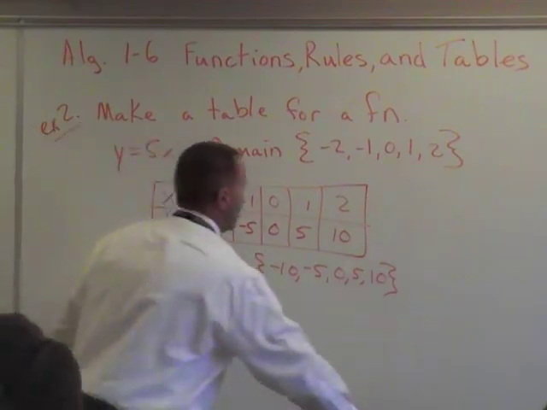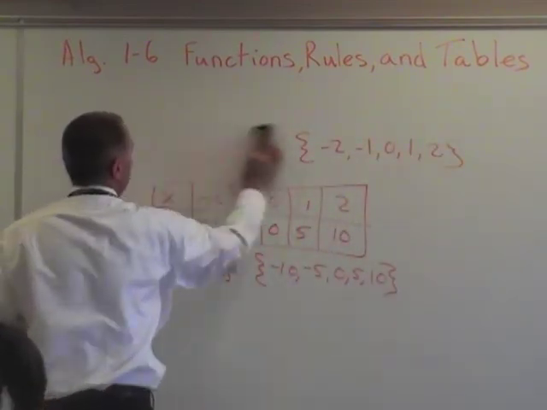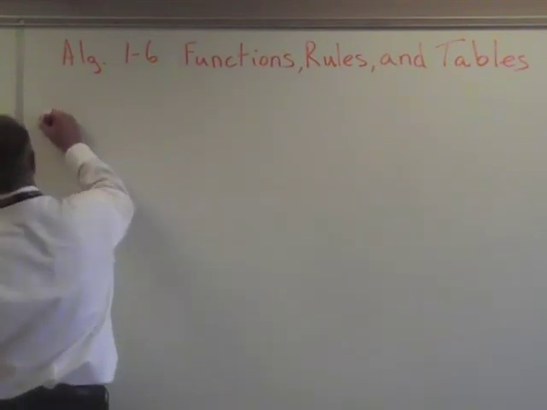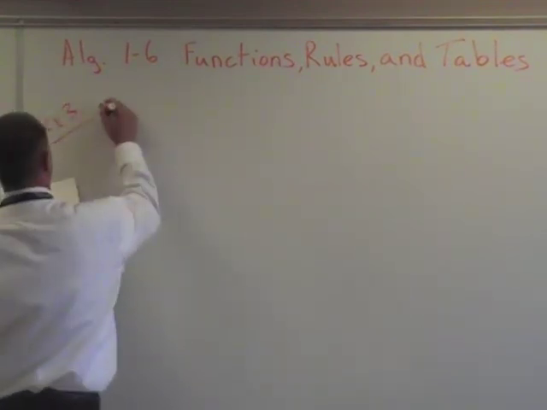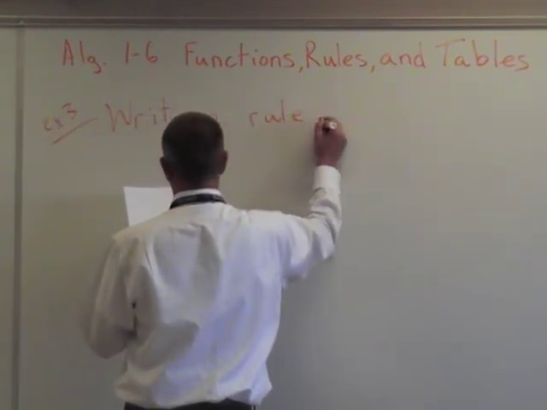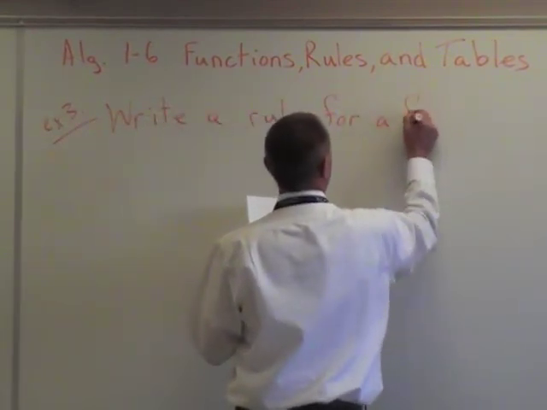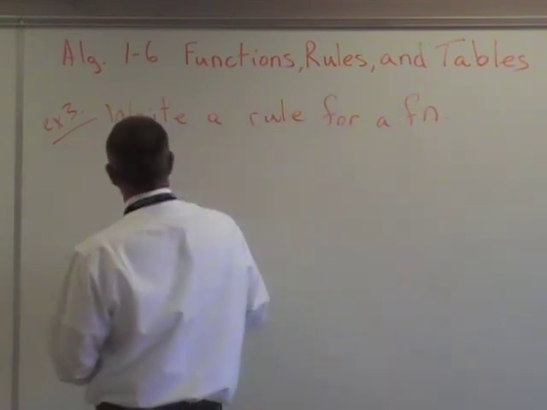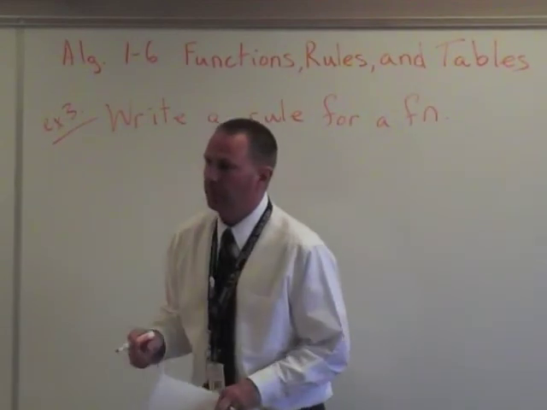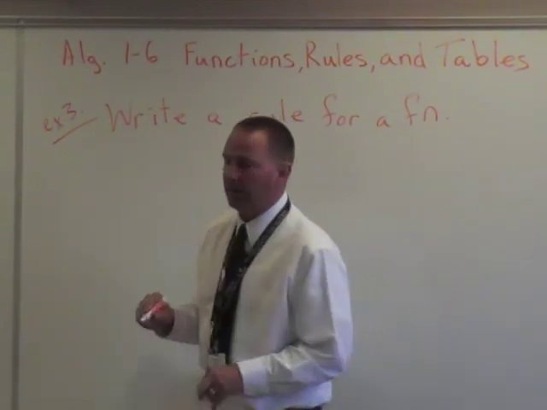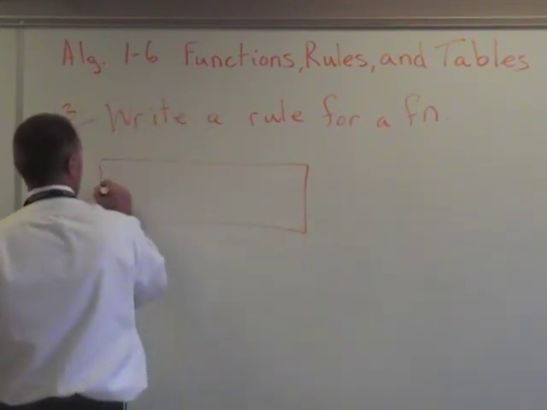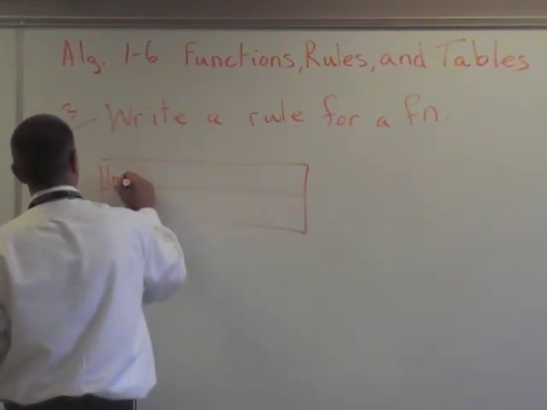Okay, last example. Example 3. Write a rule for a function. So now, given the table, can you give me the equation? That's really what it's asking for. So here we go. Here's a table. You're going to have your inputs.